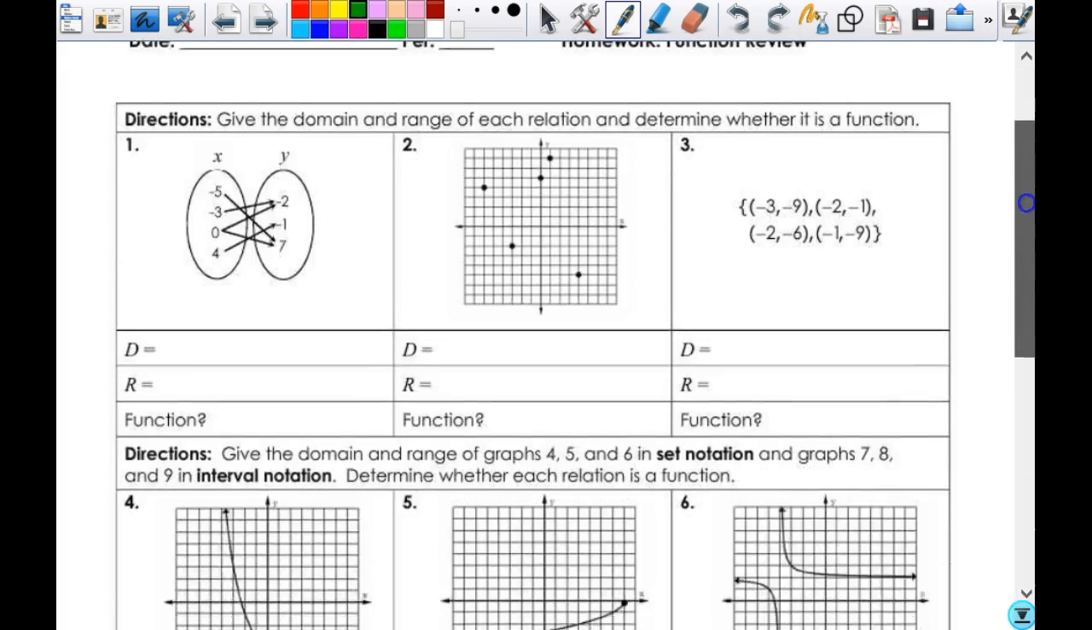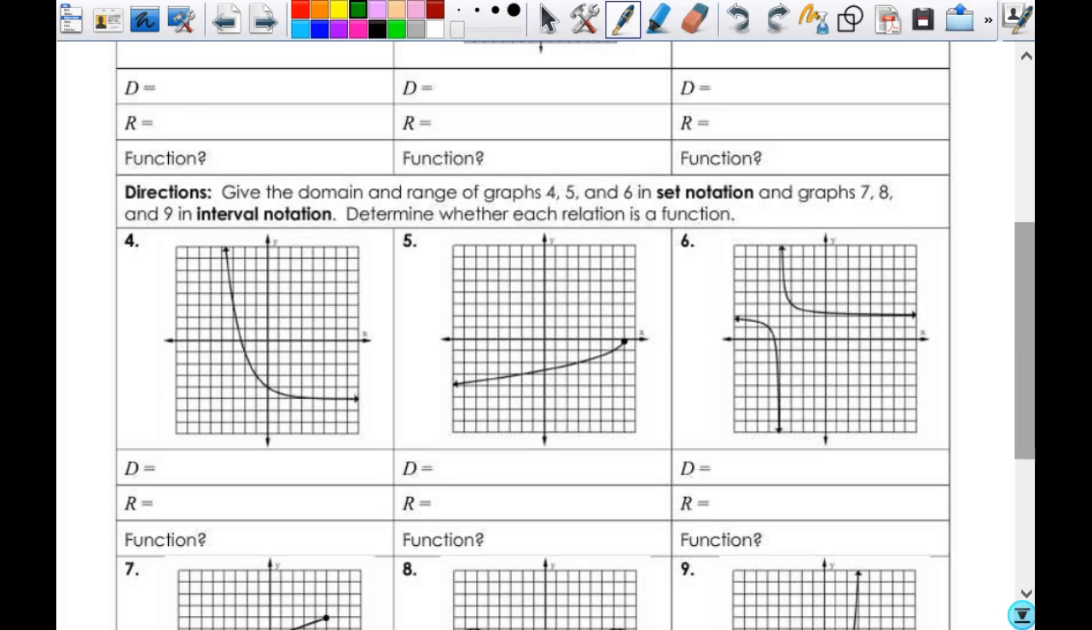So here, where the directions start right before number 4, it says, give the domain and range of graphs 4, 5, and 6 in set notation, and 7, 8, and 9 in interval notation. Mark out set notation. You're doing it all in interval. Okay, so all of them, 4 through 9. No set notation, all in interval. Okay, we good? Questions? All right, so got a few minutes left.